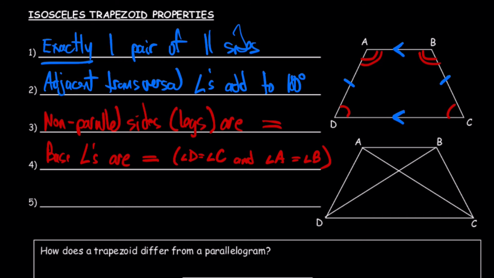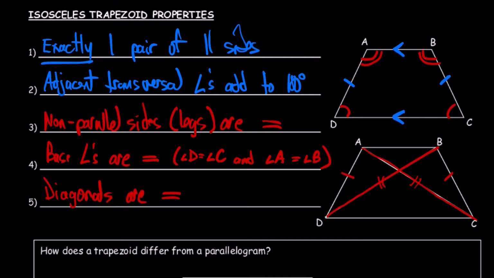the last property is that property about the diagonals. They're equal. Diagonals are equal. Okay, so this here is equal to that there. And then don't forget, those legs are congruent as well.